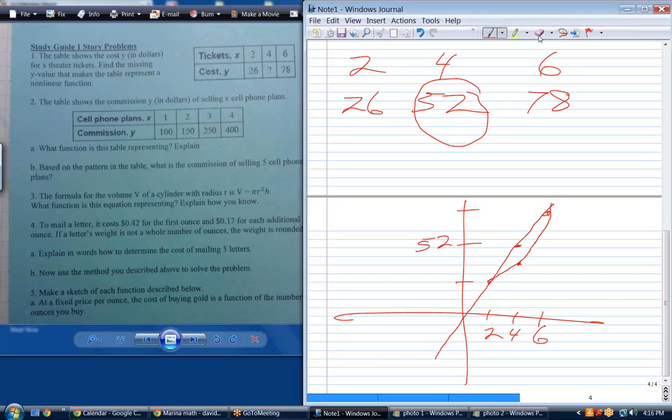So this question doesn't really make sense if it's nonlinear. I've got to think she made a typo, and especially in Algebra 1. So I'm pretty sure the answer is 52.